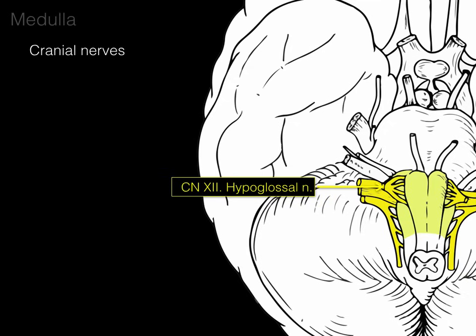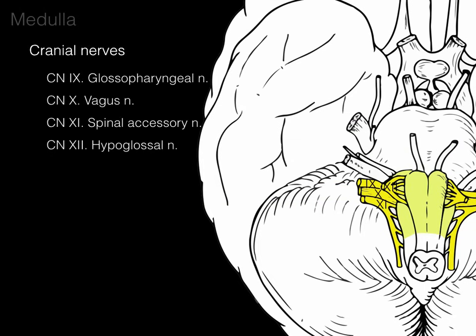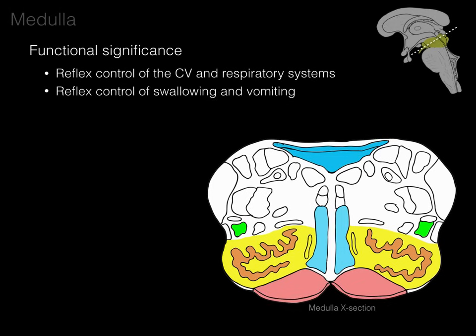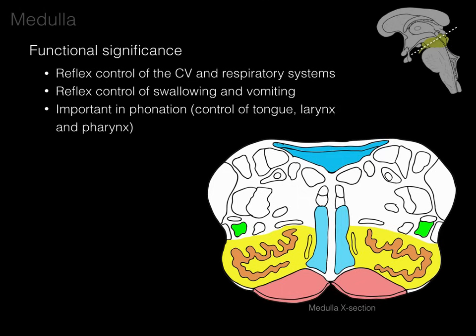And then there's our hypoglossal nerve, cranial nerve number 12, that innervates all the muscles of the tongue, helps you move your tongue out of your mouth, and it exits the medulla between the olive and pyramid. It's very easy to find on a brain. All right, so there are our 4 cranial nerves associated with medulla. Now, what is the functional significance of the medulla oblongata? Well, it has reflex control of cardiovascular and respiratory systems, and also reflex control of swallowing and vomiting, and it's important in phonation, control of the tongue, and movement of the laryngeal muscles and pharyngeal muscles.